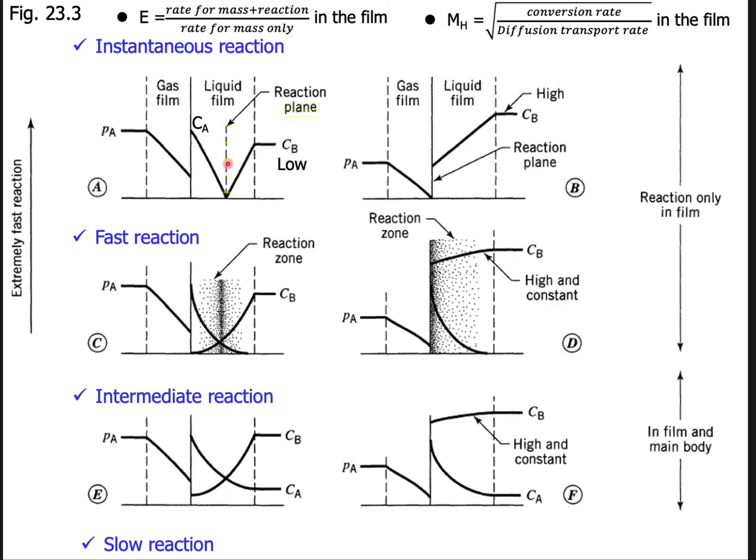Here, we have a reaction plane because it is an instantaneous chemical reaction. Some people probably will have questions. CA is larger than PA.